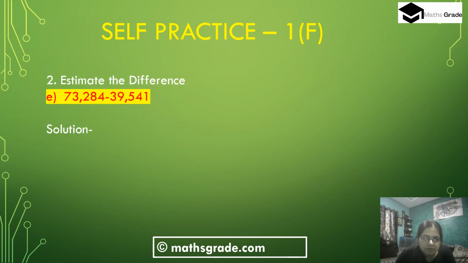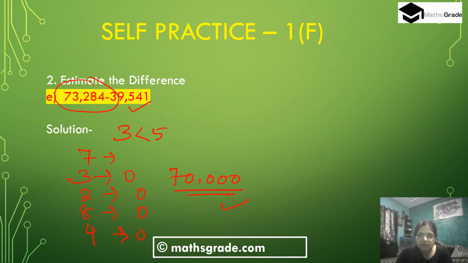Now question number E bit. 73,284 minus 39,541. When we round this number to the nearest 10,000, first look at the 1000 place digit. Here the 1000 place digit in 73,284 is 3, and 3 is less than 5. So don't add 1 to the 10,000 place digit. Just write down 7 as it is, and this 1000 place digit 3 changes to 0, the 100 place digit 2 changes to 0, the tens place digit 8 changes to 0, and 4 changes to 0. So 73,284 rounded up to the nearest 10,000 is 70,000.